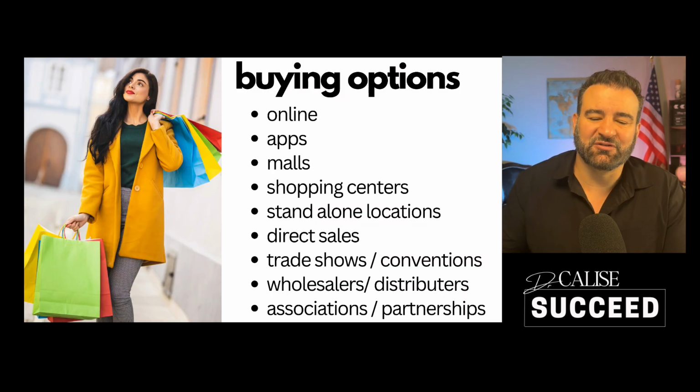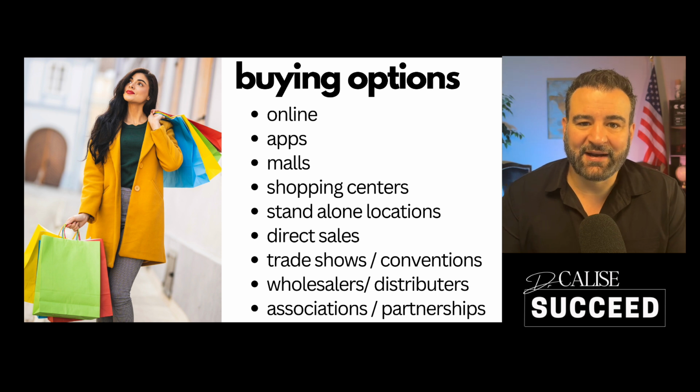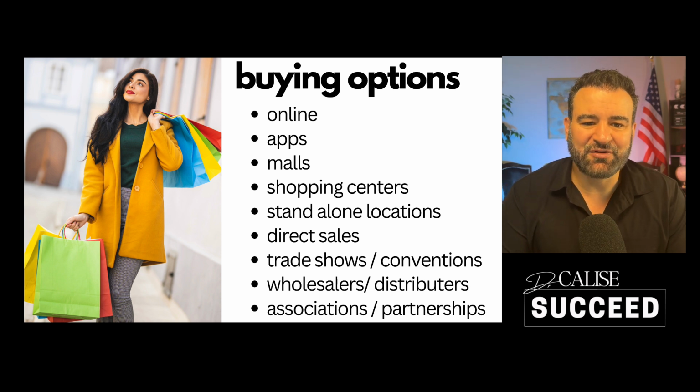All right, what are some examples? Because there's so many different options. Do they buy online? Do they buy on an app? Is it Dunkin' Donuts where you actually have your rewards program on your app and you put an app order in before you show up to the store?